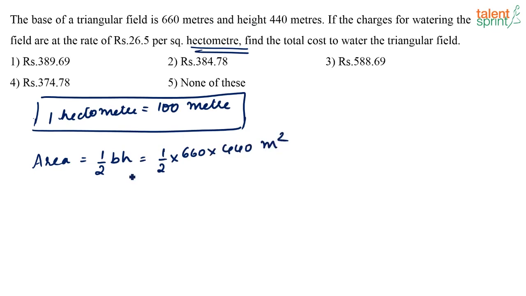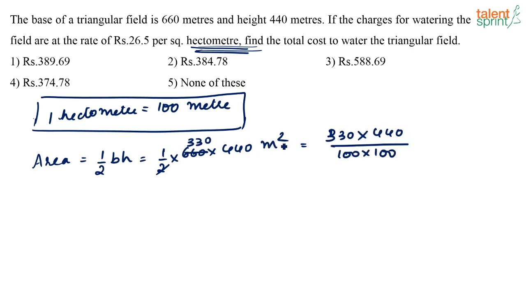Now here they have given the rate of watering per square hectometer, right? So how do I convert this into hectometer? I know 1 hectometer is nothing but 100 meters. So when I convert this meter into hectometers, what should I do? It will become 330 into 440 divided by 100 into 100, right?